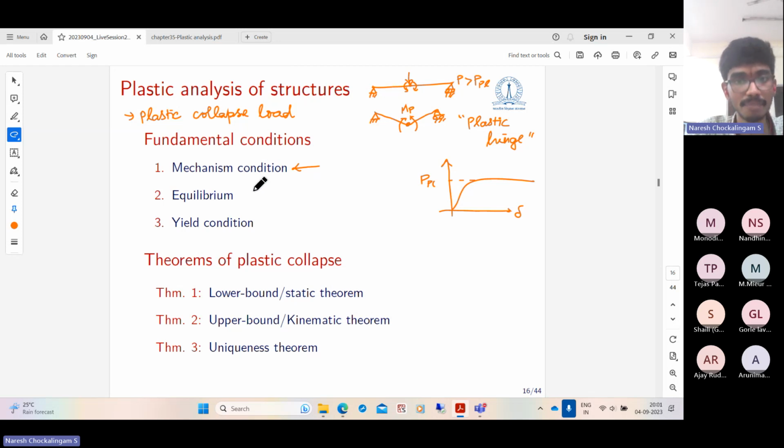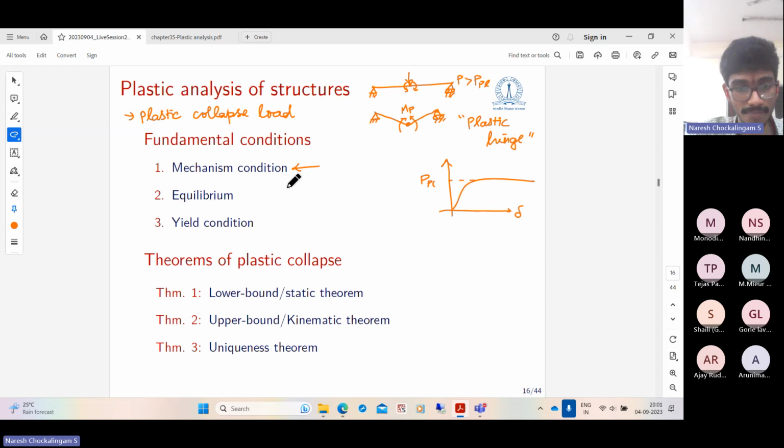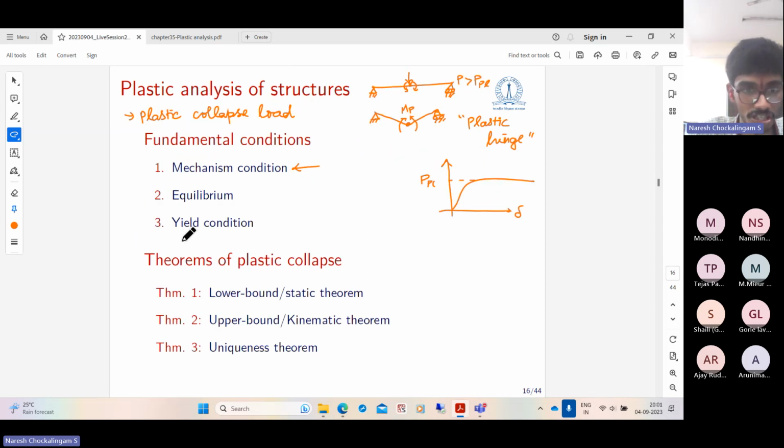The next condition is equilibrium. Equilibrium must always be satisfied. Beyond the collapse load, maybe equilibrium cannot be satisfied. If you increase the force beyond the collapse load, it will accelerate. But at the collapse load, it is still in equilibrium with the internal forces. So that is the second condition.